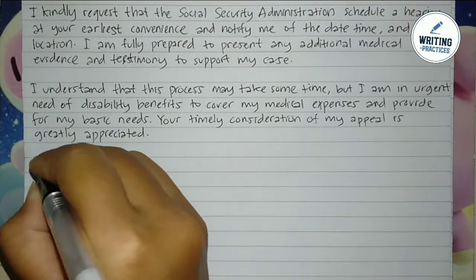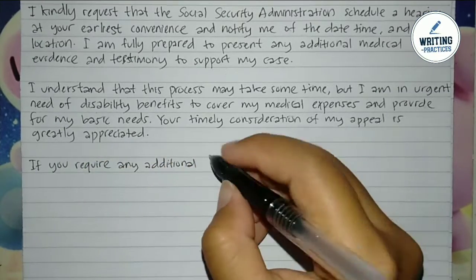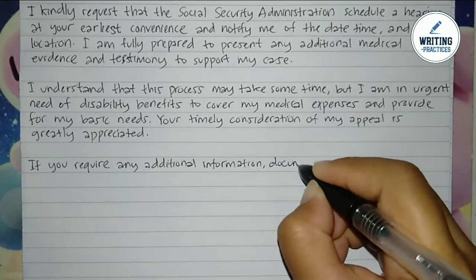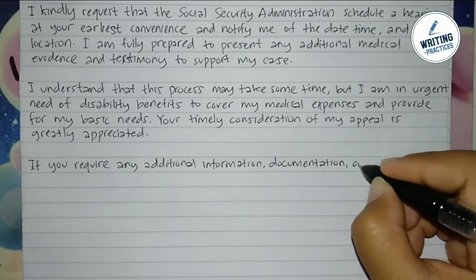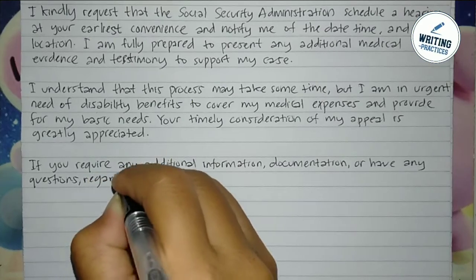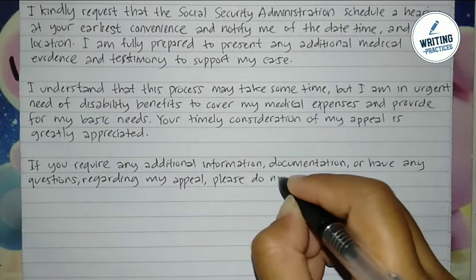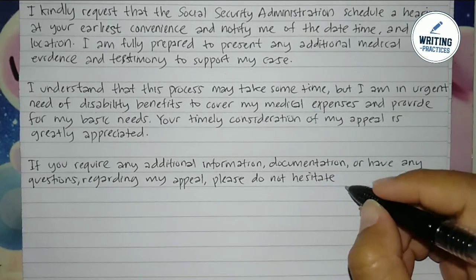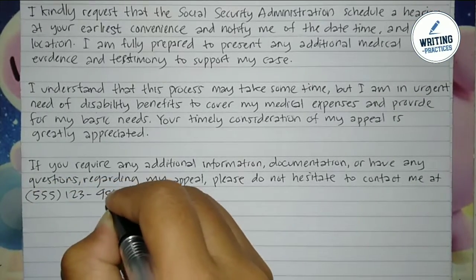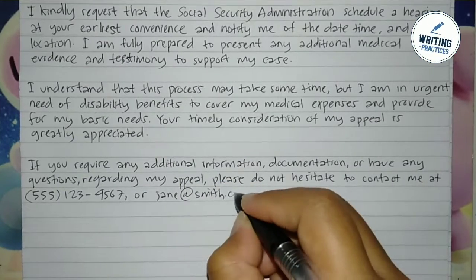In the 7th paragraph, this is where you give your contact information. Yes, provide your contact information for any additional inquiries or requirements. In this example, the writer told the recipient, "If you require any additional information, documentation, or have any questions regarding my appeal, please do not hesitate to contact me at janesmith@email.com, or 555-123-4567." Yes, both phone number and email address are crucial to include in this letter, so the recipient can contact you faster than replying to your letter via mail.